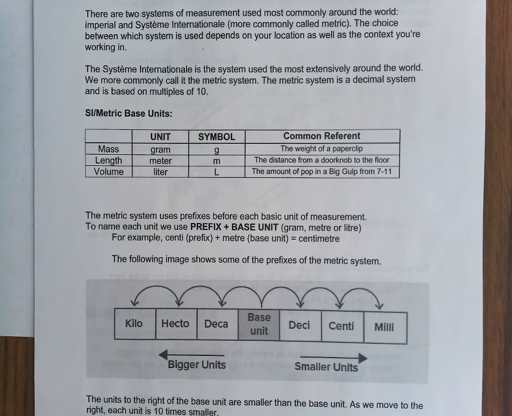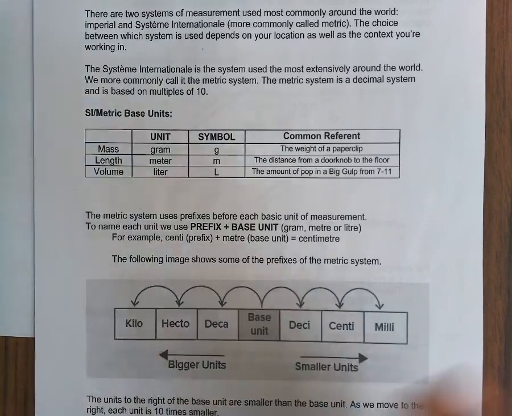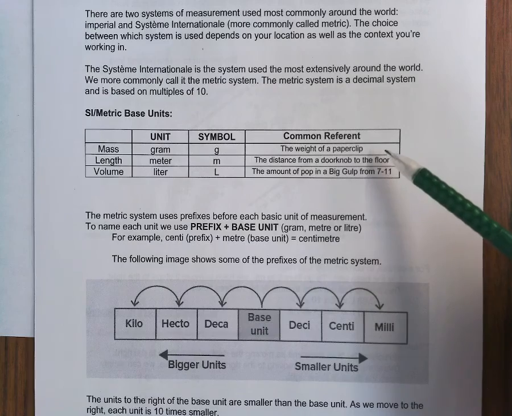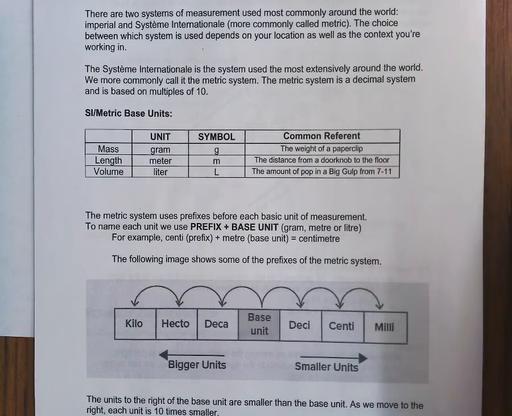A common referent for each is that 1 gram would be about the weight of a paperclip, so pretty light. A meter is approximately the distance from a doorknob to the floor. I think most of you have probably seen a meter stick before. That's 1 meter. And a liter is the amount of pop in a Big Gulp, or you might be familiar with 1 liter pop bottles or 1 liter cartons of milk.